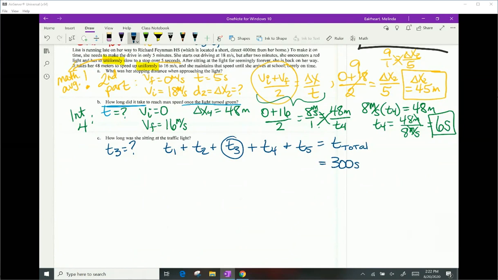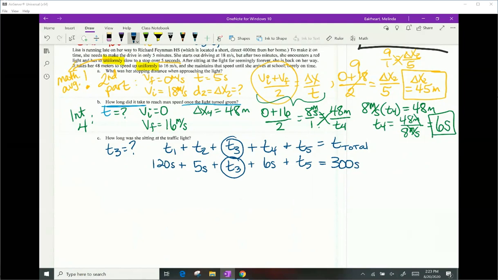T5, they did not give it to me, and I'll go ahead and let you know we're going to have to solve for that. So for right now, I'm just going to put T5. T4, we just found to be 6 seconds. T3 we don't know, and that's going to be our final answer. T2, they said we slowed to a stop in 5 seconds. And then T1 said 2 minutes. We like seconds, so 120 seconds.